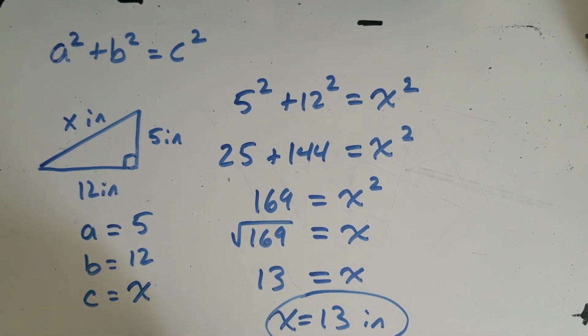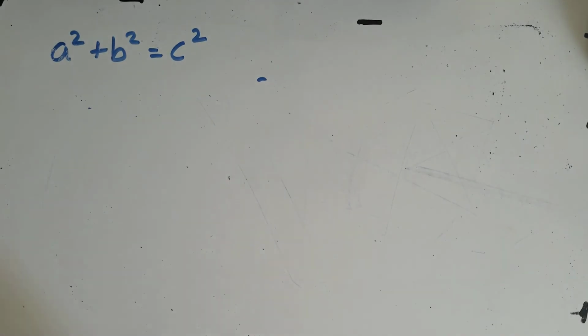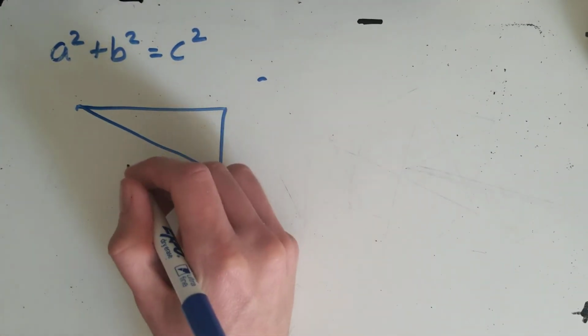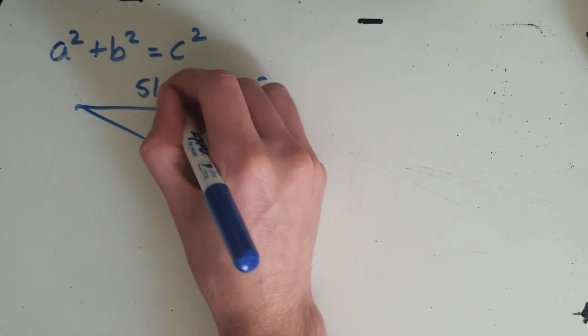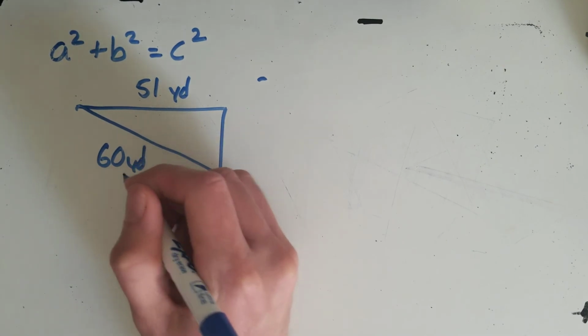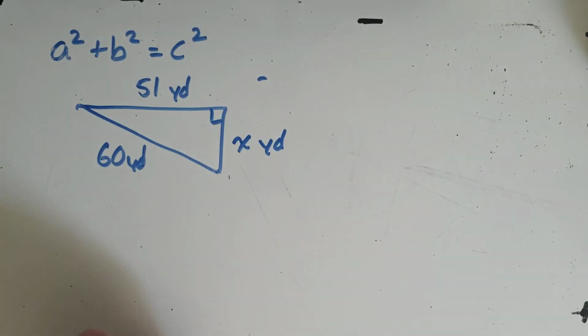Our second one, we deal with some numbers that are a little bit larger. But if you have a calculator, it's not too bad. Just gotta type numbers in. So here's our second one. We are told this is 51 yards up here. This is 60 yards over here. And this is x yards. And we're given that's the right angle.